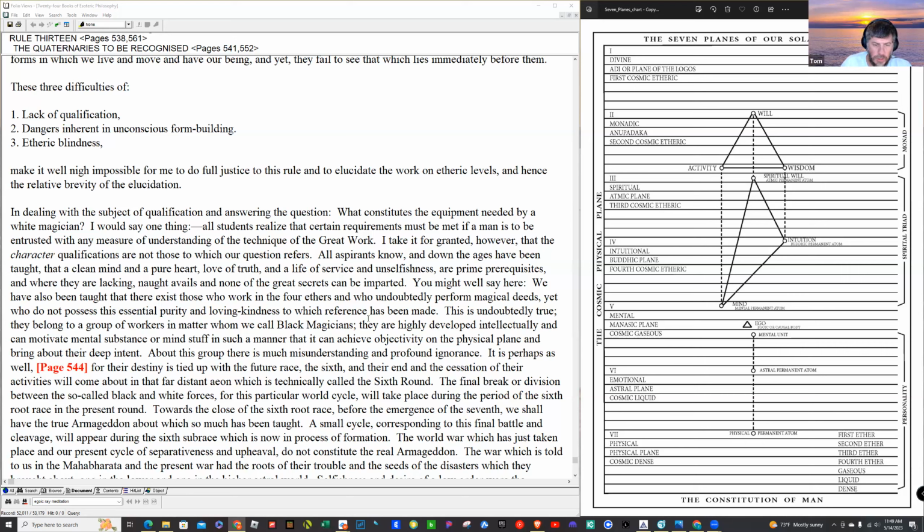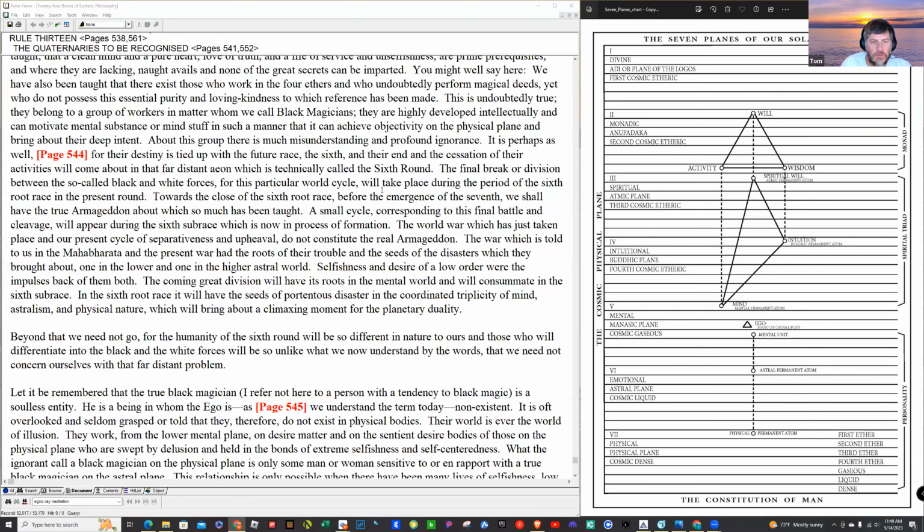Towards the close of the sixth root race, before the emergence of the seventh, we shall have the true Armageddon about which so much has been taught. A small cycle corresponding to this final battle and cleavage will appear during the sixth subrace, which is now in process of formation. The world war, which has just taken place in our present cycle of separativeness and upheaval, does not constitute the real Armageddon.